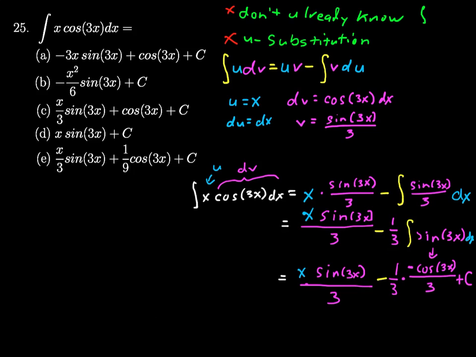Let's bring it all together, and I'll just write it all in yellow because yellow is pretty. And I get x sine of 3x over 3 minus 1/3 times negative cosine 3x over 3. The minus cancels out to plus. The 1/3 and the 3 down here are going to become a 9th on the bottom. The cosine 3x is left on the top. And I still have a plus c.